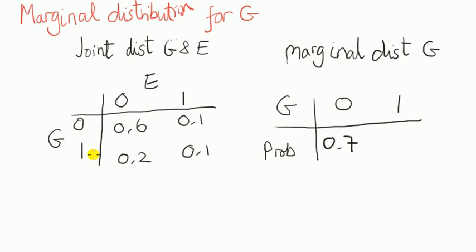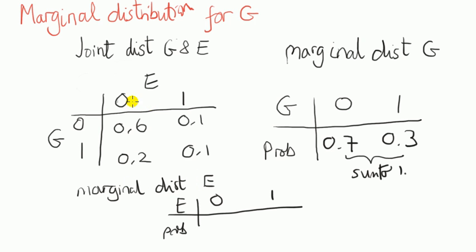Likewise, when G is 1, when is G 1? It's 1 and E can be 0 and E can be 1. So we just add along those probabilities as well. So that's 0.3. To check we've got the right answer, we add up the probabilities in our marginal distribution. Those probabilities must add up to 1. Sum to 1.